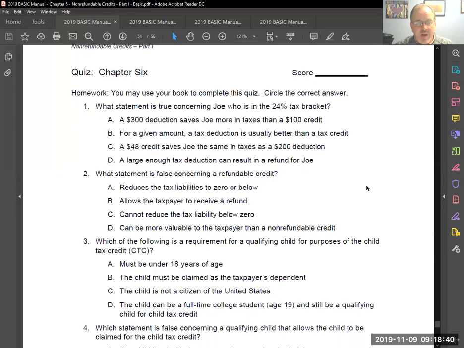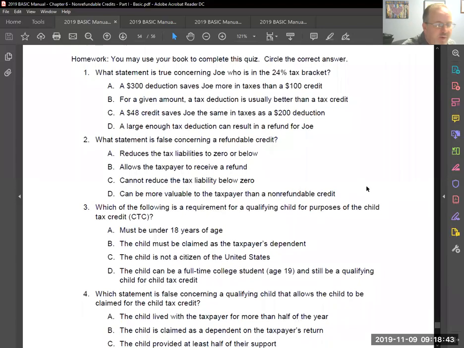Okay. Number 3: which of the following is a requirement for a qualifying child for purposes of the child tax credit? We're going to go through them. When you hear from the IRS that something is a qualifying child, a qualifying relative, or qualified education expenses, chances are there is a series of tests or questions that have to be answered yes in order for you to be eligible. In this case, we're looking at the child tax credit.